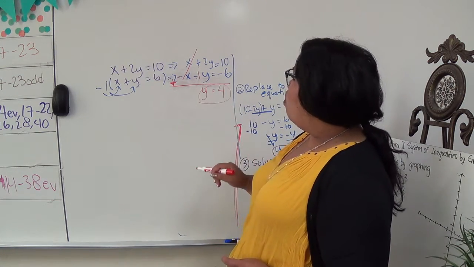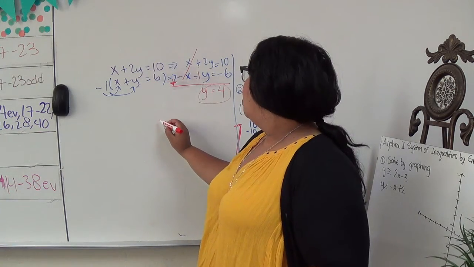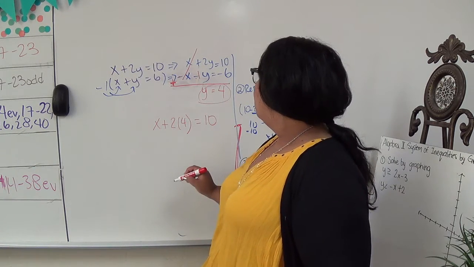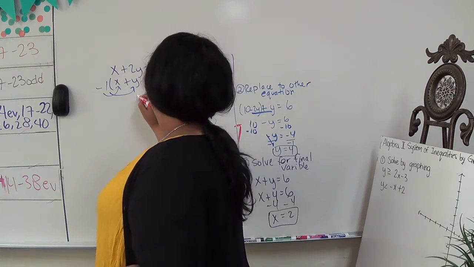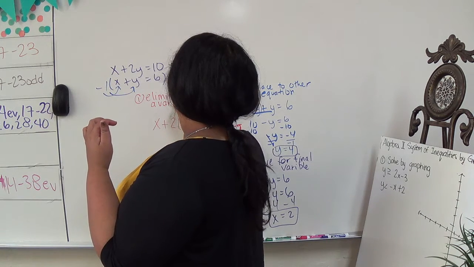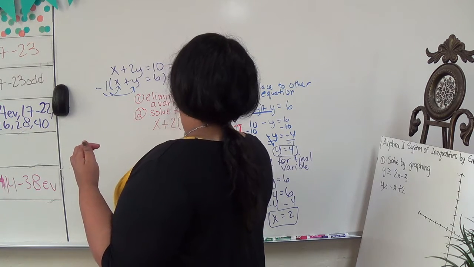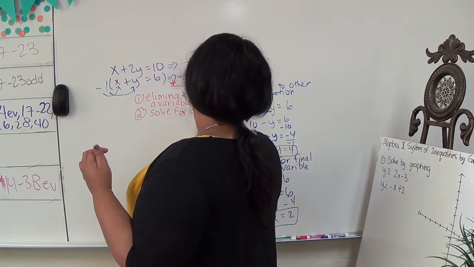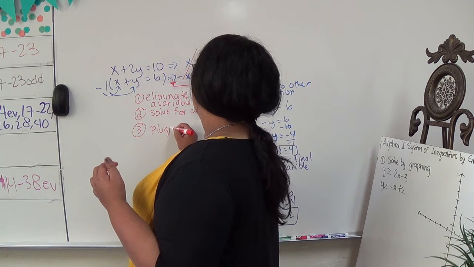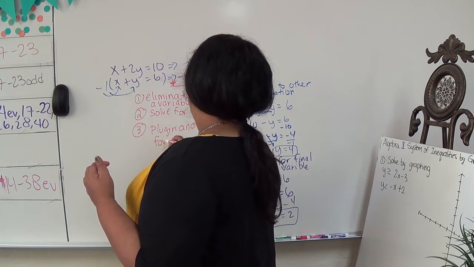Then, once I eliminate 1, I can plug it into whichever one. It doesn't matter which one. I'm going to plug it in to the first one. x plus 2 times 4 equals 10. Right? So my first step is to eliminate a variable. My second step is to solve for a variable. And then my third step is to plug in and solve for the last variable.